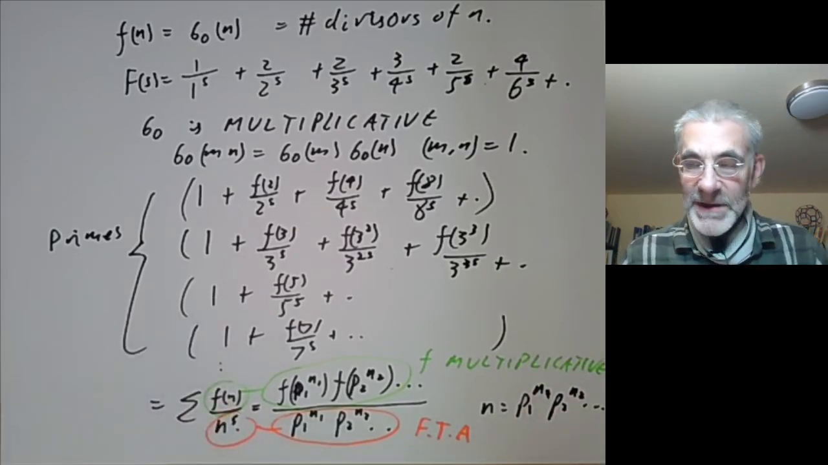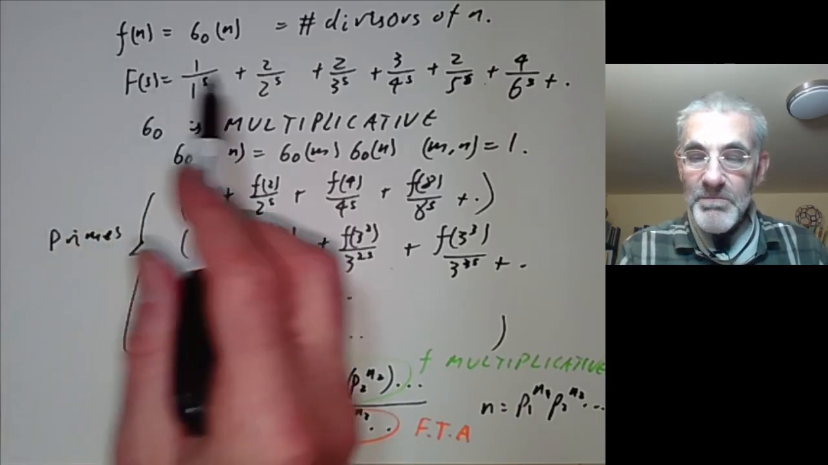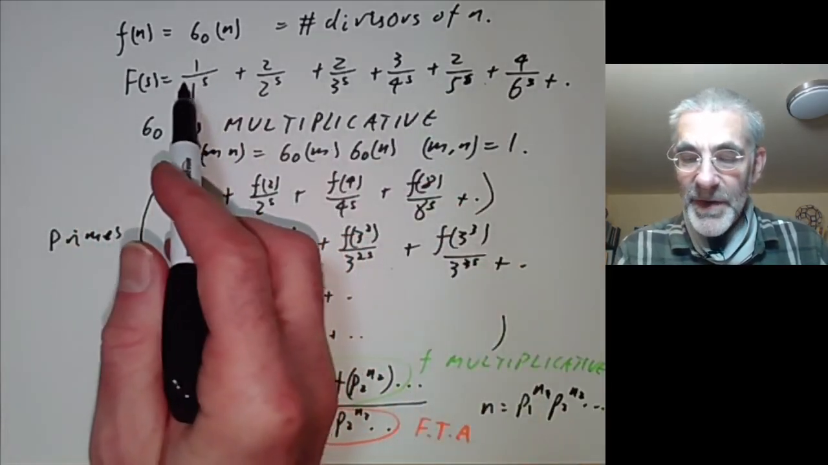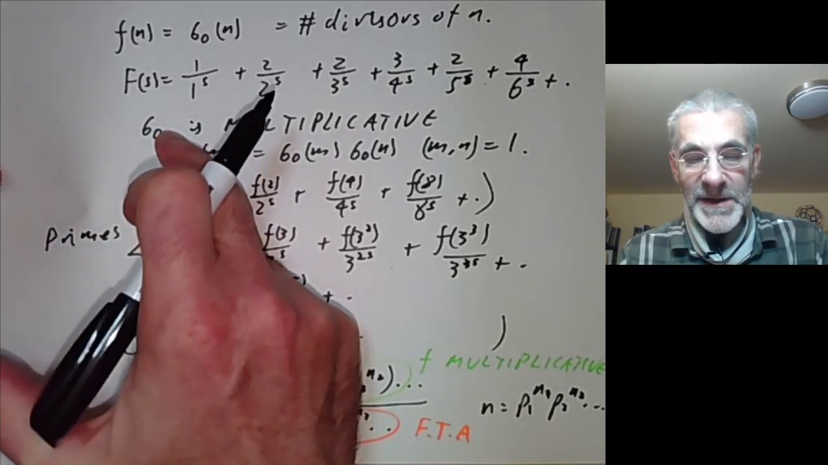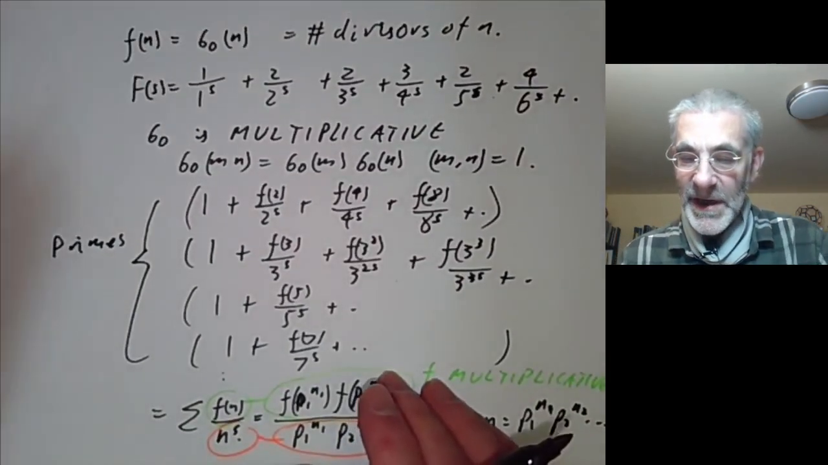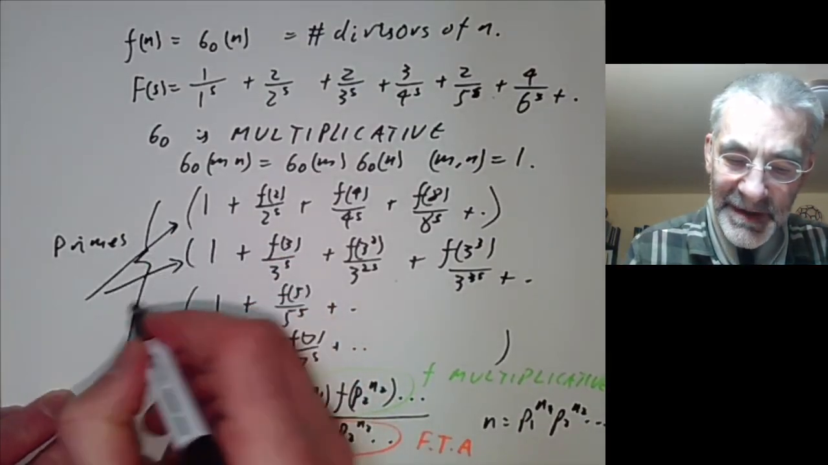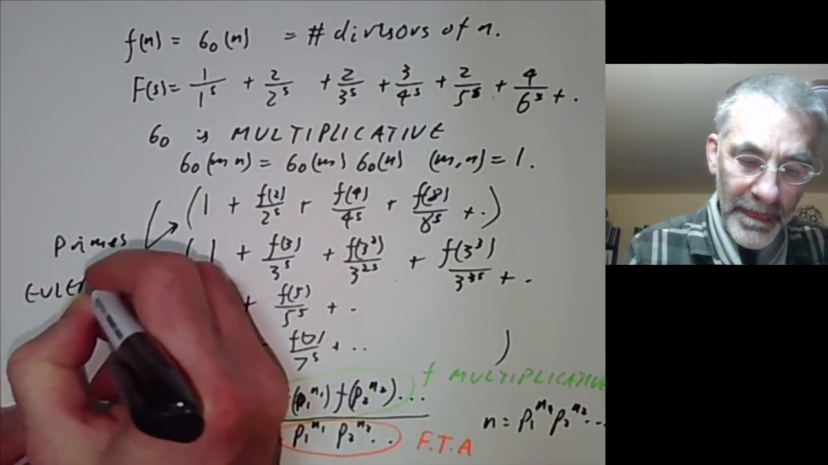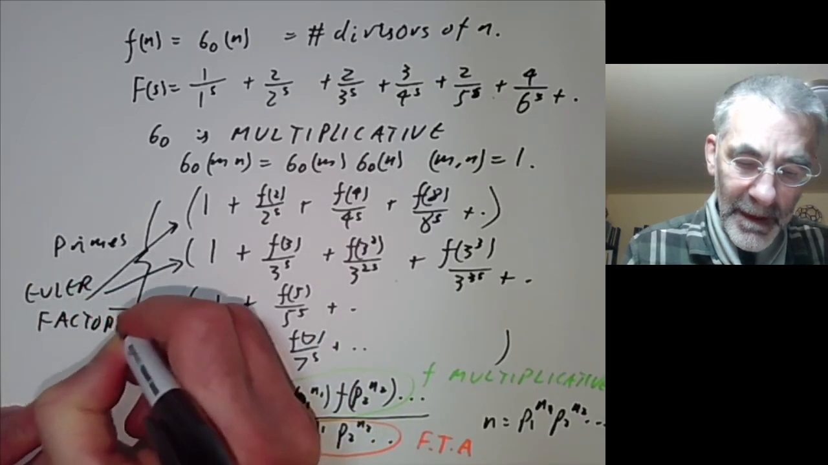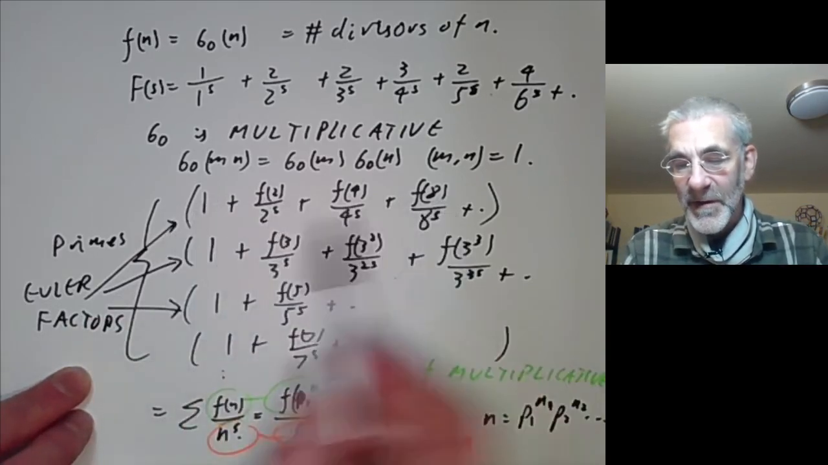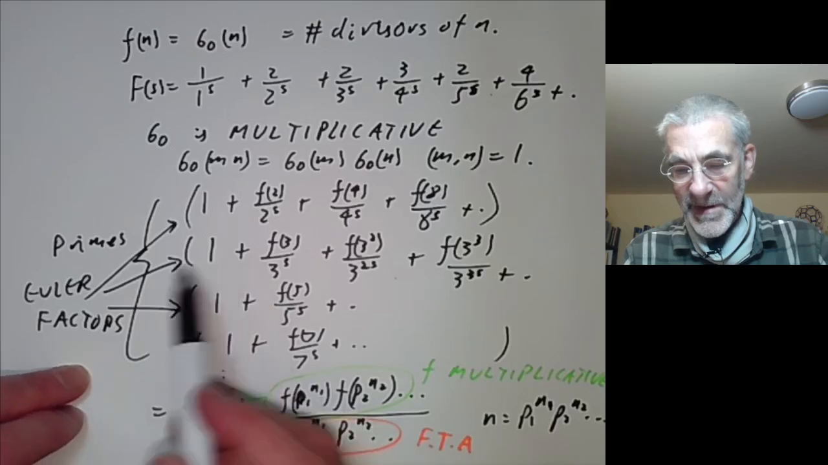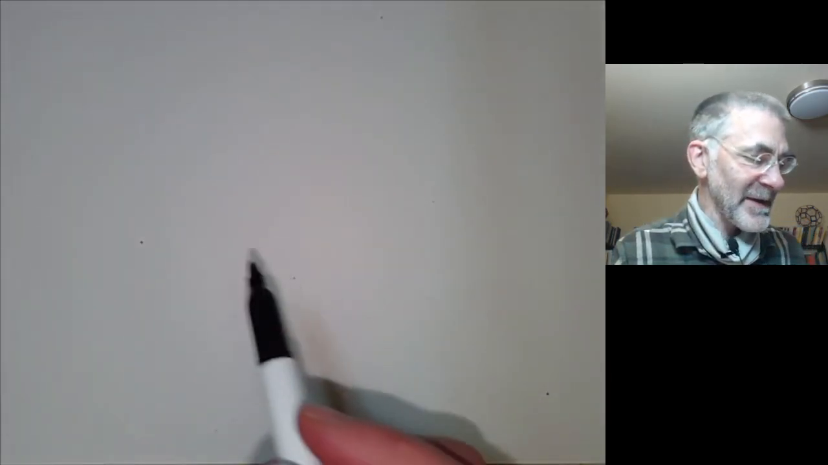So whenever we've got a multiplicative function f, this makes it much easier to work out what the Dirichlet series is. Let's apply this to sigma 0. We've got to work out the Euler factor. I should say each of these things here is called an Euler factor. This is because Euler found the first example of this. You remember he wrote the Riemann zeta function as a kind of product like this, and it's called the Euler product, and these are called the Euler factors.